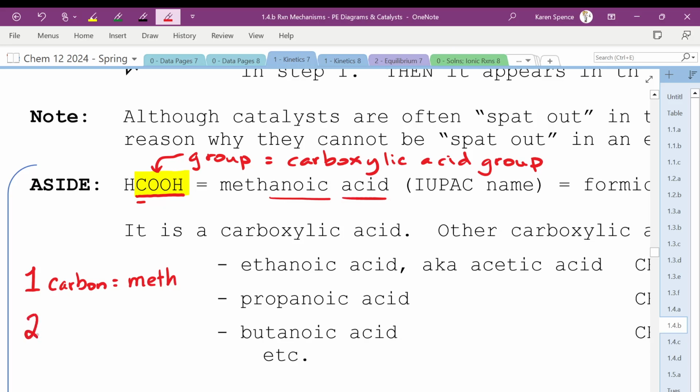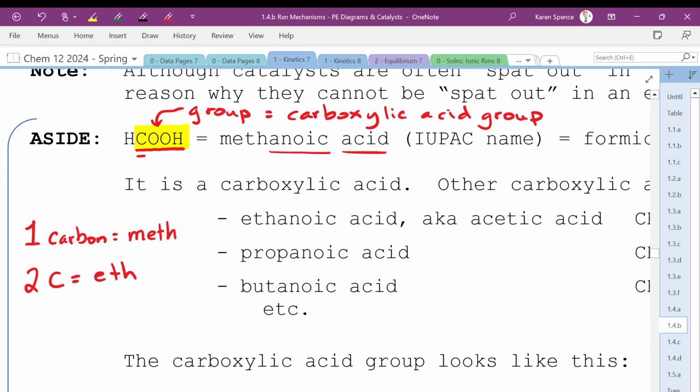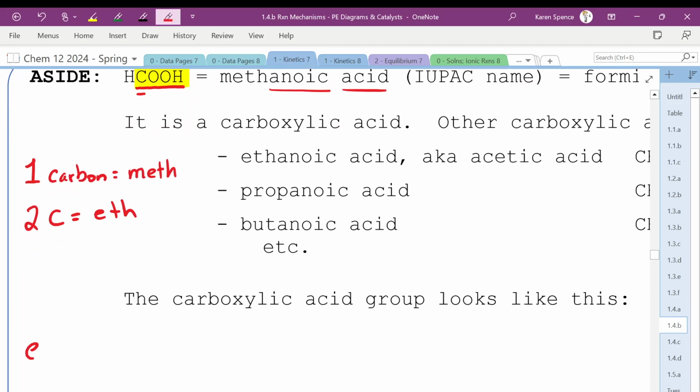And then what if we have 2 carbons? The prefix is eth. So you can have ethane. Okay, ethane just looks like this, carbon, carbon, and all of these little things attached to it are hydrogens. Okay, so that's ethane.